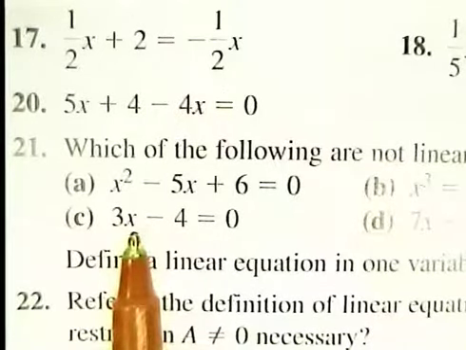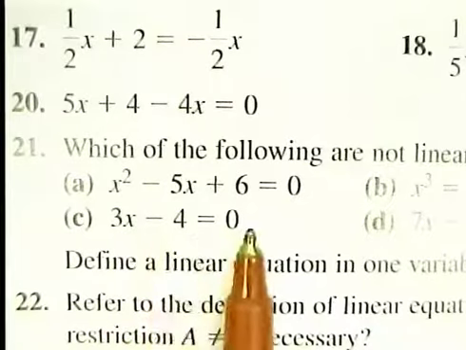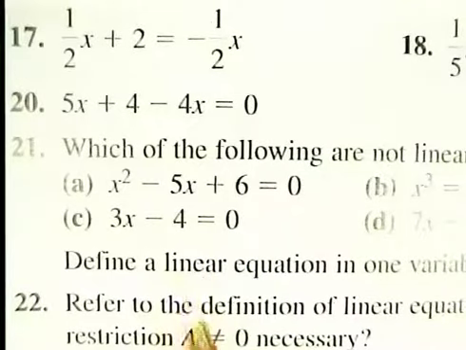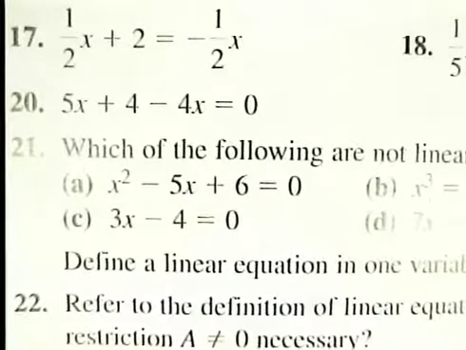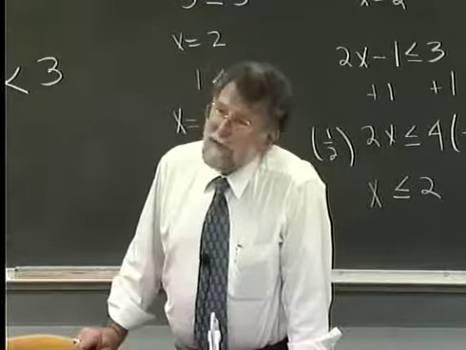Now, I'm going to consider a little different version here. Let's say the 0 was a y. Would it be a linear equation in one variable? If I had 3x minus 4 equal y. Is it a linear equation in one variable? No. No, because you have x and y. Both are variables.